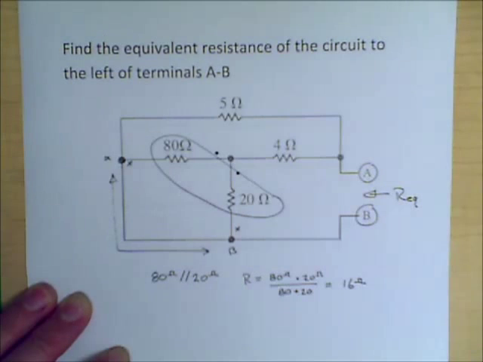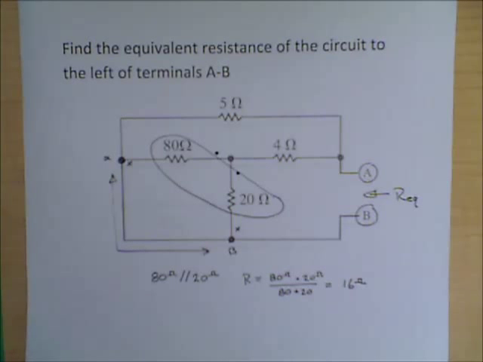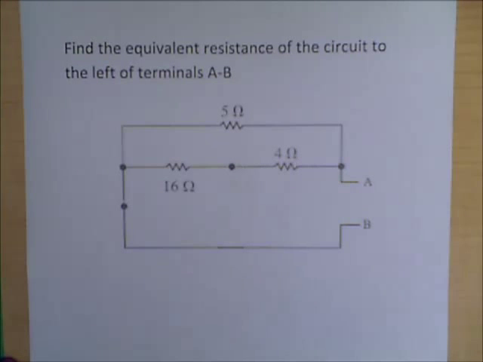Alright, so we note first of all that the two resistors, the 80 ohm resistor and the 20 ohm resistor, are connected in parallel, and they have an equivalent of 16 ohms. Now we'll replace that by 16 ohms. If you look and see how the connections are joined together, you'll find that that's what it looks like. We'll replace that with 16 ohms.